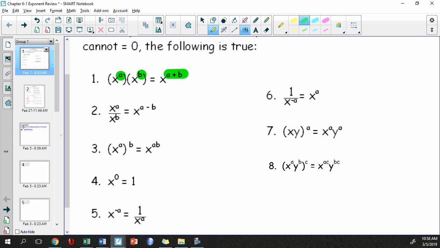Now, the second one says that if they're attached by multiplication up here, and I added the exponents in number 1, these two are going to be attached by division, so the opposite of addition is subtracting. So that's why you're subtracting for number 2.